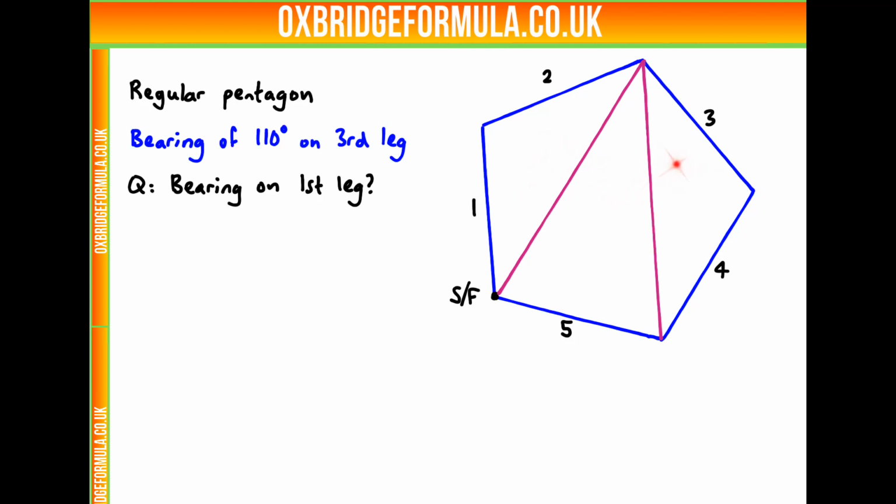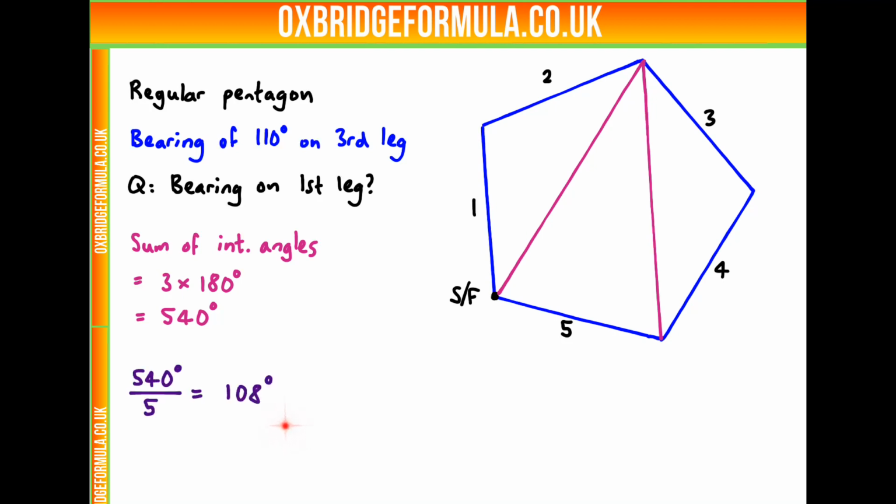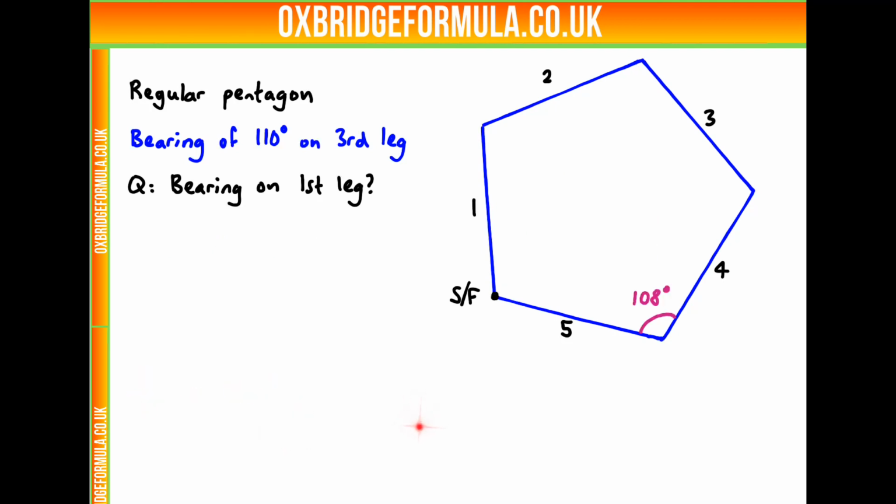And so we have 3 triangles, and so our sum of interior angles must be 3 times 180 degrees. 3 times 180 is 540. Therefore, what is each individual interior angle? Well, we have 5 of them, so 540 divided by 5. Well, 500 divided by 5 is 100, 40 divided by 5 is 8, so the whole thing is 108. So we know each interior angle in this pentagon is 108 degrees, and so how can we use this to help us?